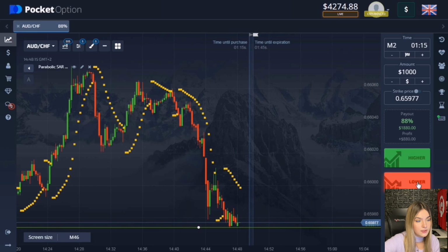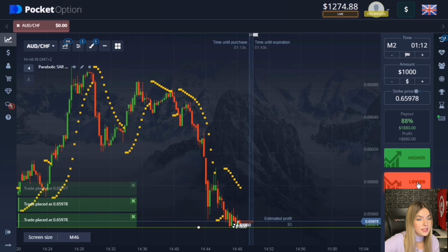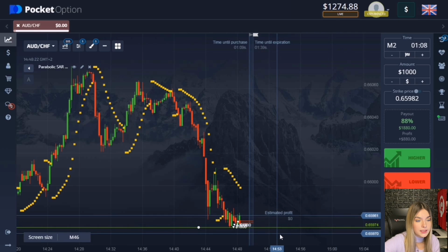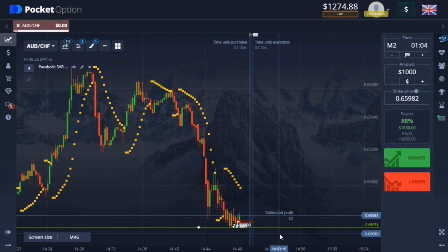I think that this level will be broken in the near future because there is a clear preload here. In the near future the price will probably continue its downside movement. So friends, let's wait for the end of our deal.